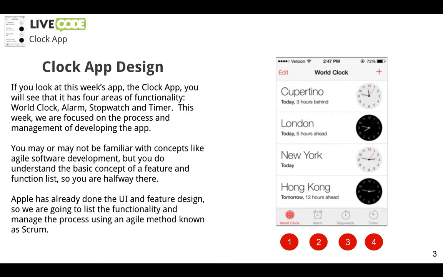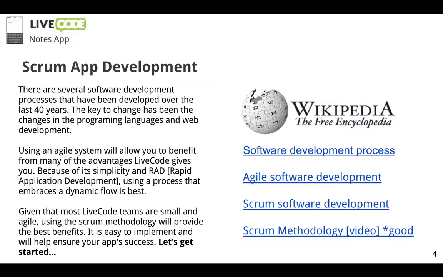You may or may not be familiar with concepts like agile software development, but if you understand the basic concept of a feature and a function list, then you're halfway there. In the case of our clock app, Apple has already done the user interface and feature design, so all we have to do is list the functionality and manage the process using an agile method known as Scrum.